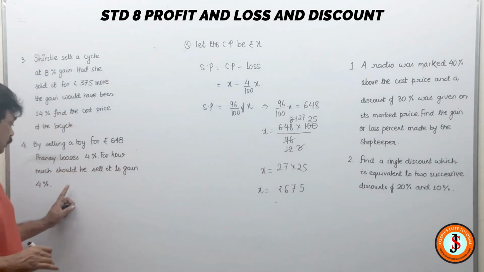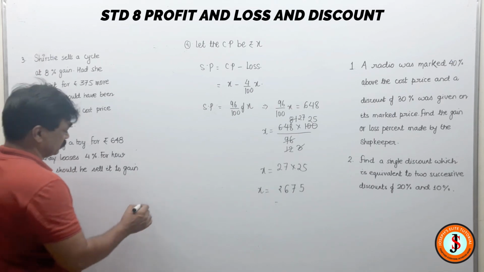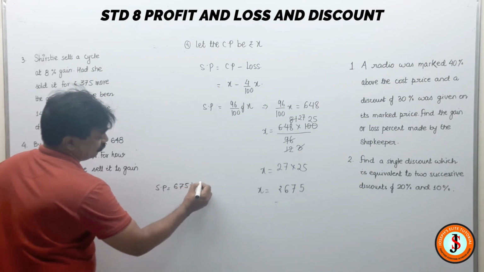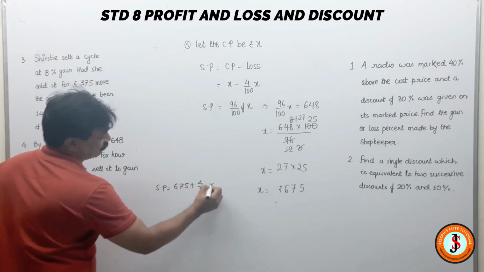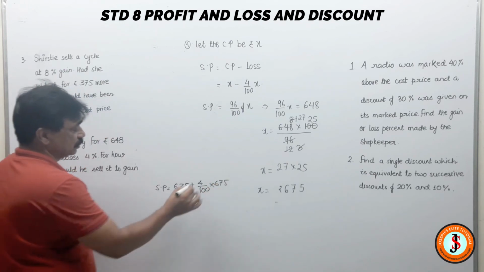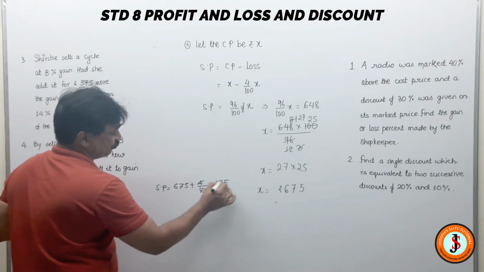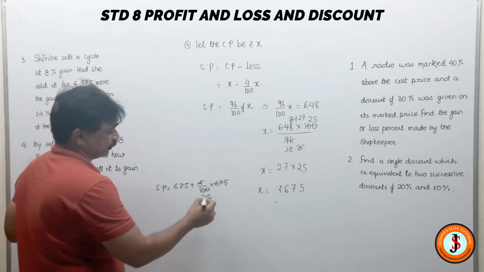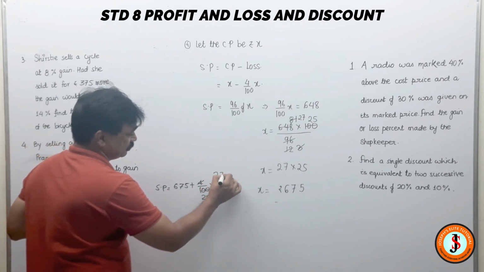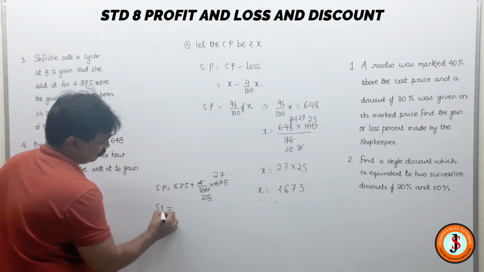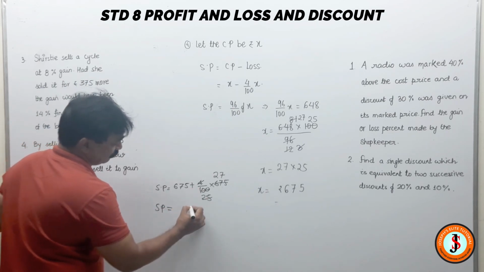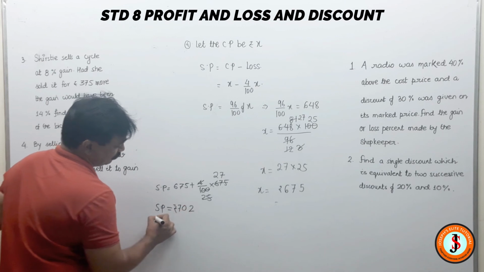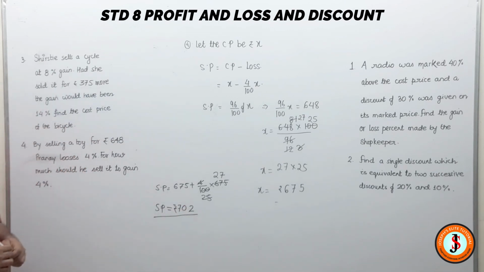Now he has to gain 4%. So how much should the selling price be? The SP will be 675 plus 4% of 675. 4% of 675 is 27. So SP will be equal to 675 plus 27, which is rupees 702. So thank you.